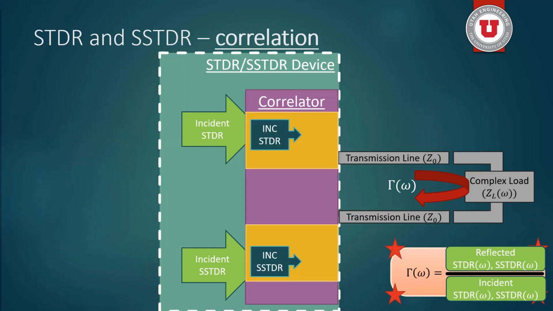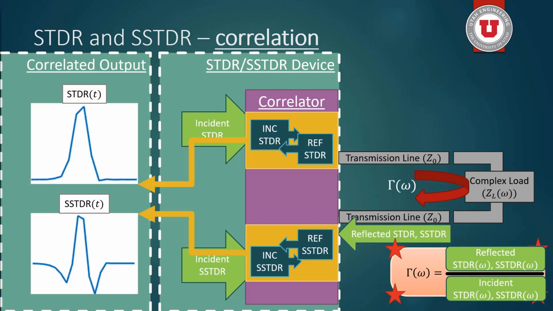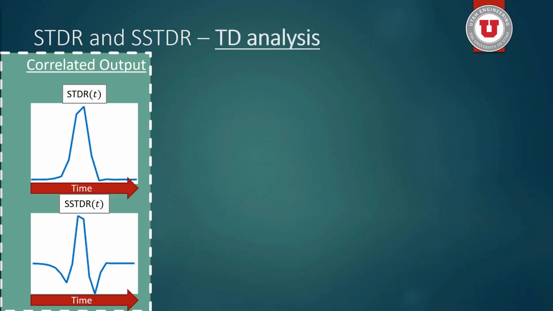A correlation occurs in the measurement device by using a copy of the incident signal and the reflected signal to produce the correlated time domain output response. Similar to the time domain reflectometry, the STDR and SSTDR measurements can be analyzed in the time domain by using the time delay between the incident and reflected signals to indicate the distance to the fault, as well as the magnitude and shape of the reflected signal to indicate the severity of the impedance discontinuity.